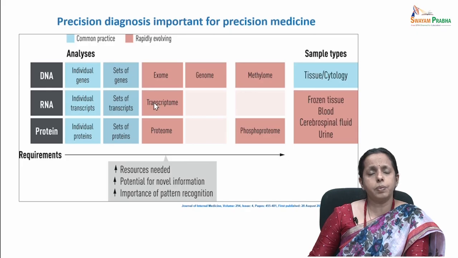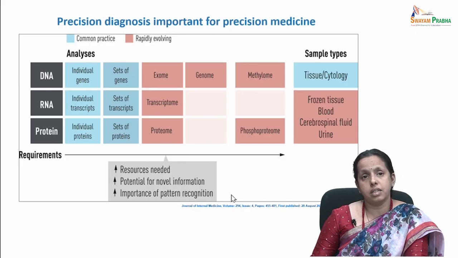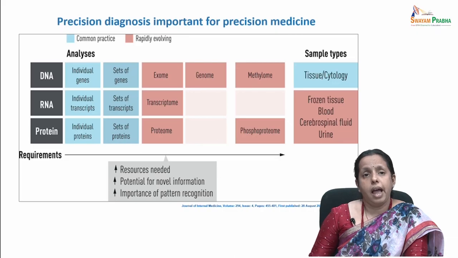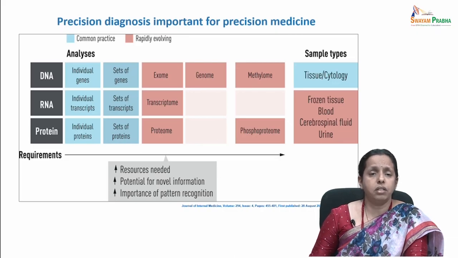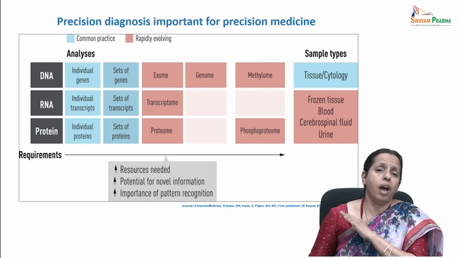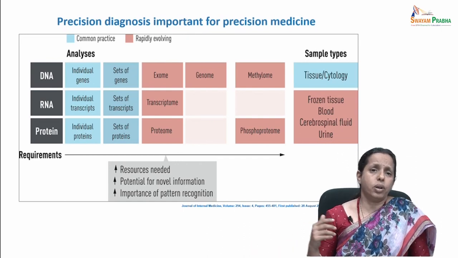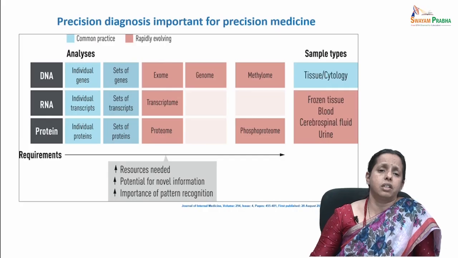All of this requires a lot of resources, but there is a lot of scope because you get a huge amount of data from this, and there is an importance of pattern. You definitely have more data, so you have more ways you can classify, right? You can have definite pattern recognitions here.